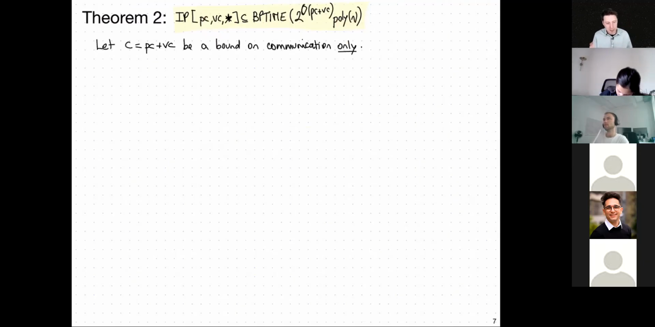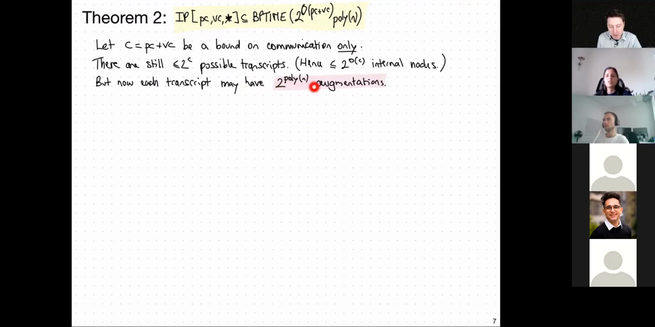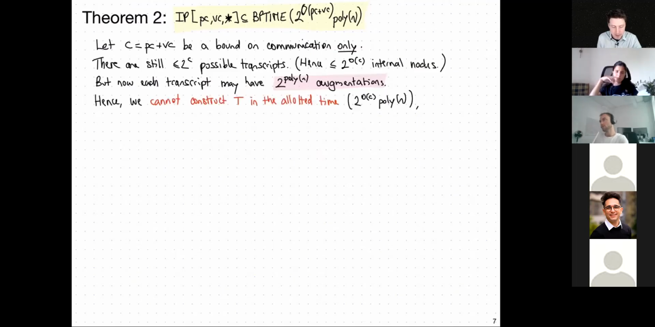Now, let's redefine C to be a bound just on the communication. It is still the case that there are at most 2 to the C possible transcripts and at most 2 to the order of C internal nodes, but now each transcript may have many augmentations, because we don't know anymore that there is a small number of verifier random bits. So we cannot construct T in the allotted time, which is 2 to the order of C poly n. We just cannot write down the tree in full. We cannot afford it. When we get to the end, we may have way too much randomness consistent with a particular transcript.